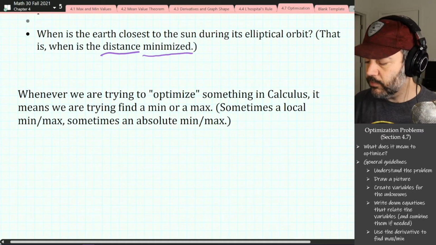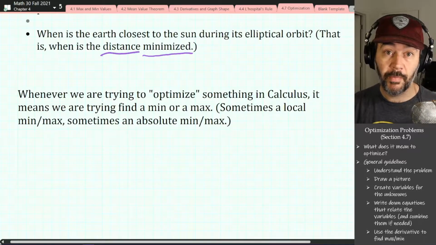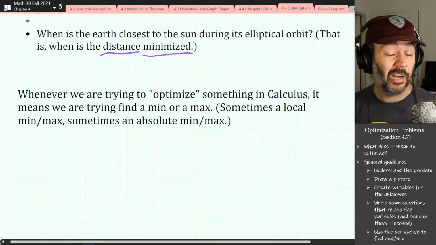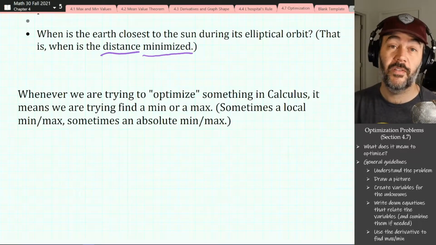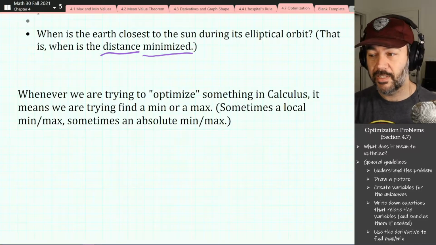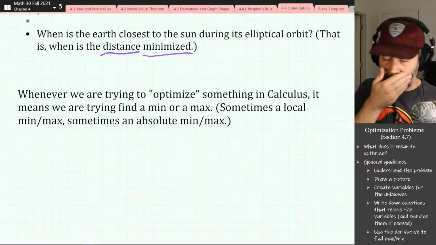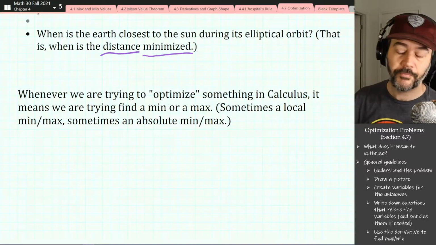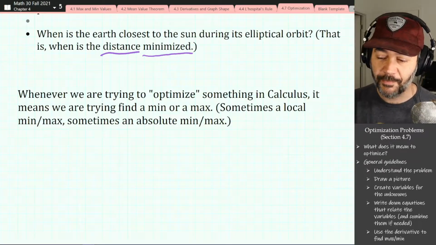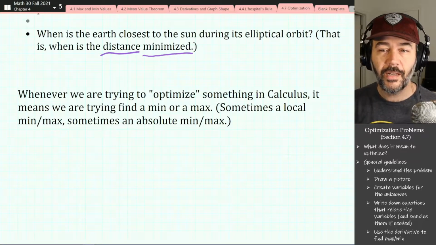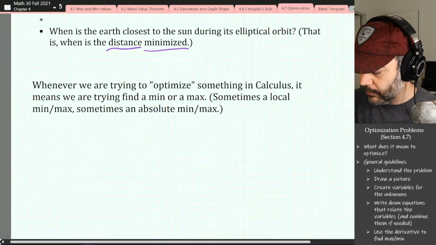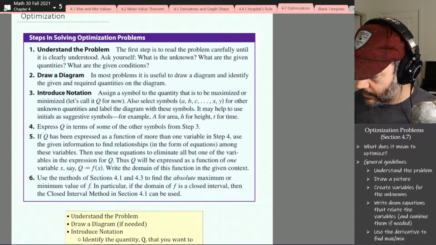So basically, whenever we're trying to optimize something, we're looking for a min-max. Honestly, the calculus is usually the easiest part of this. The hardest part is usually understanding the question and setting it up. And occasionally, the algebra can be a little tricky, but usually the calculus is not the hardest part.